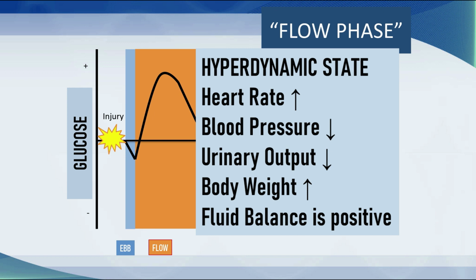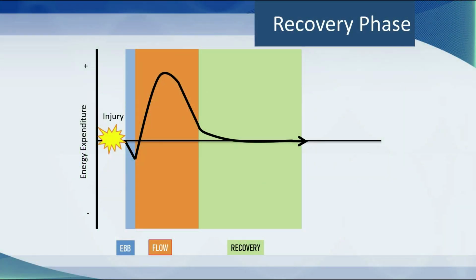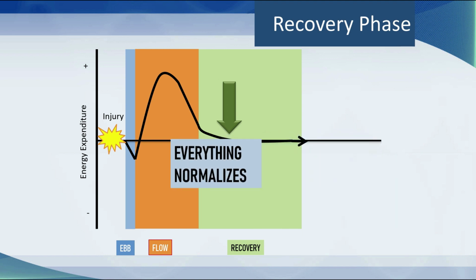The flow phase, again, fully adaptive, fully normal, supposed to happen, is the classic inflammatory picture of the host response. You're supposed to get it. The bigger the degree of injury, the bigger the flow phase, the more inflammatory activity that seems to be going on. This is not sepsis. This is not systemic inflammatory response syndrome. This is a normal host response to an injury. Following this, after perhaps 48, more likely 72 hours, everything just settles down and normalizes, and the patient goes into the recovery phase.